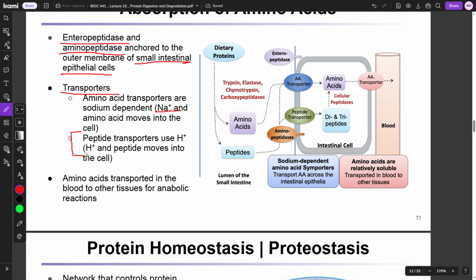Peptide transporters use H+ instead, so H+ and peptide both move into the cell. This is basically saying that for the amino acid transporters, the sodium and the amino acid both move in together, and same thing for the peptide transporter, the H+ and the peptide both move into the cell together.